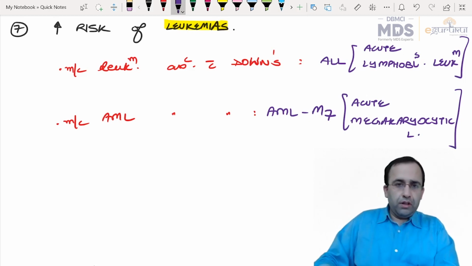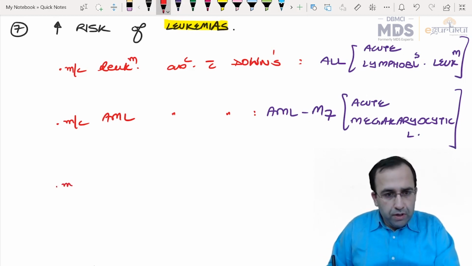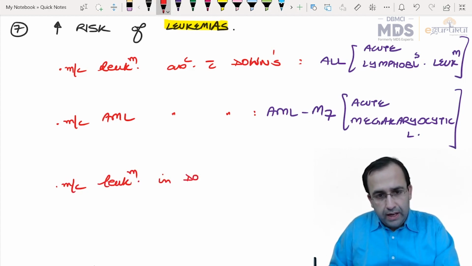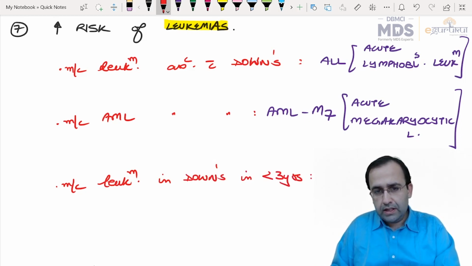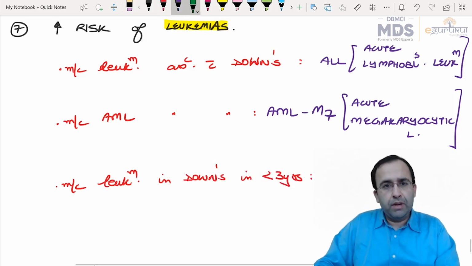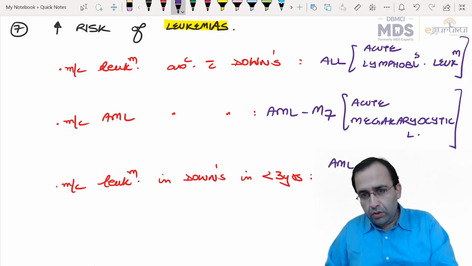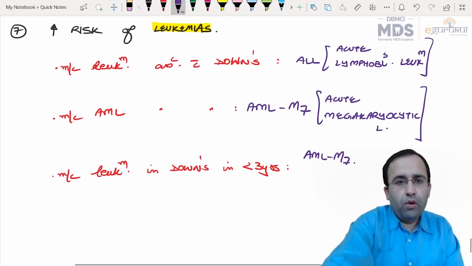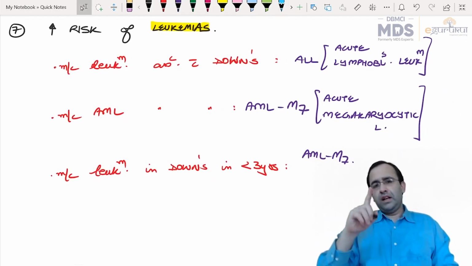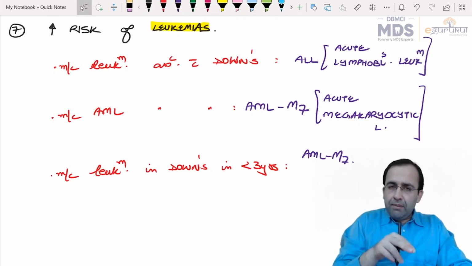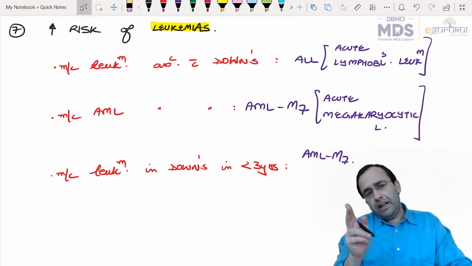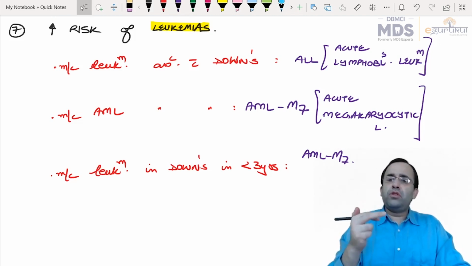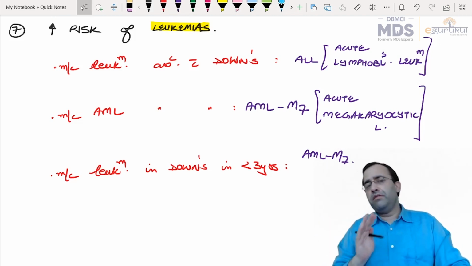Last point, the most common leukemia in Downs in less than 3 years of age is again AML M7. So have a good look at what the examiner is asking you. Overall, the most common leukemia was ALL. The most common AML was AML M7. But in less than 3 years of age, the most common acute leukemia is also AML M7.